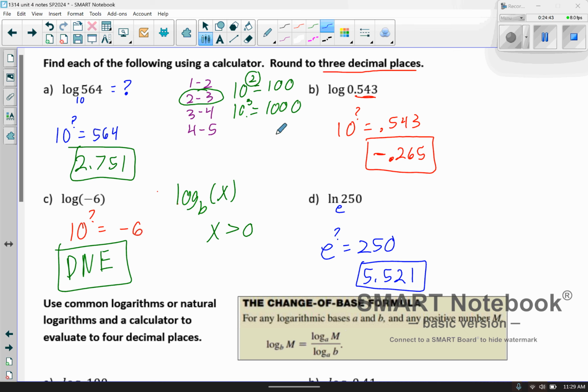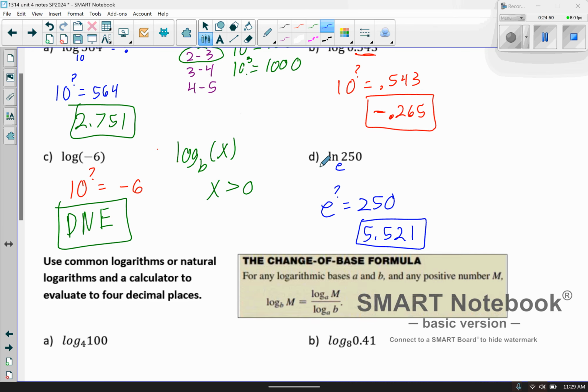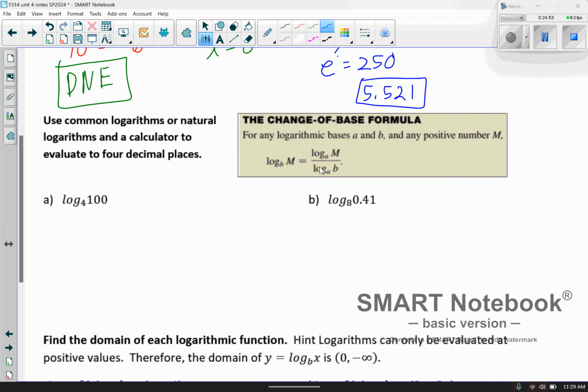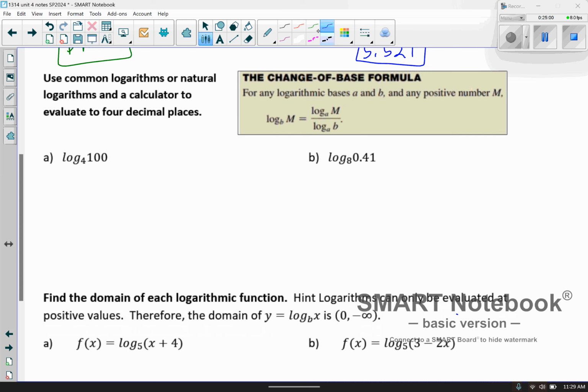All right, cool. Well, what if we want to evaluate a log that's not our common log or our natural log? Well, we have this change of base formula right here. So whenever you have one of these where the base is not base 10 or base e, what you can do is take the log of what's being evaluated divided by the log of the base, and then use the same base for that log.